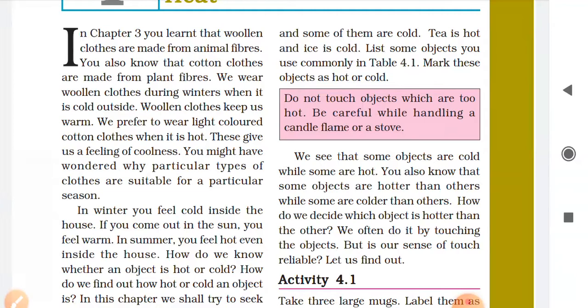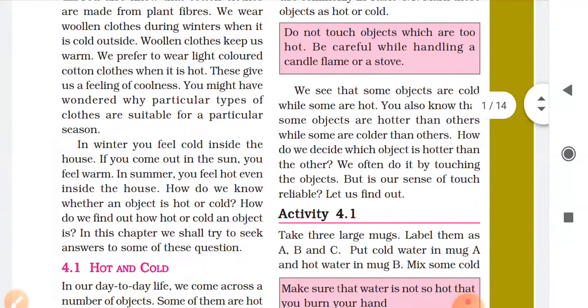In winter, you feel cold inside the house. If you come out in the sun, you feel warm. In summer, you feel hot even inside the house. How do we know whether an object is hot or cold? हमें कैसे पता चलेगा जो वस्तु हमारे पास है, वो कितनी गर्म है, कितनी ठंडी है? How do you find out how hot or cold an object is?